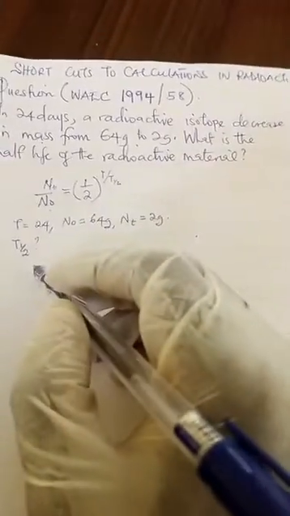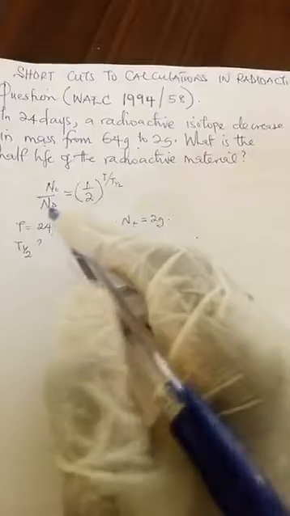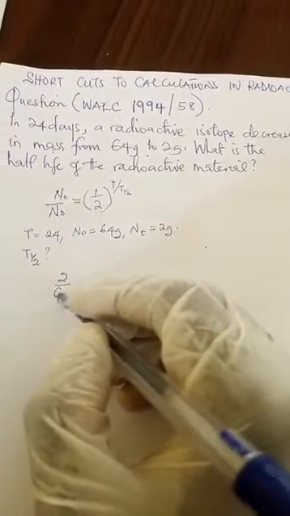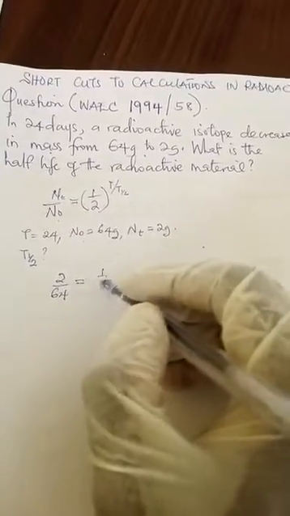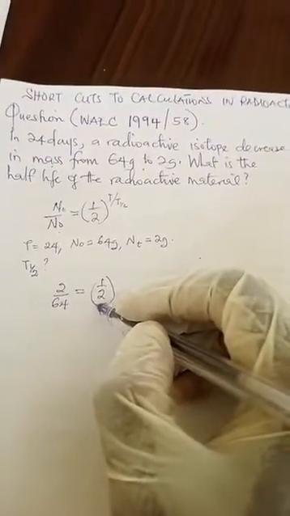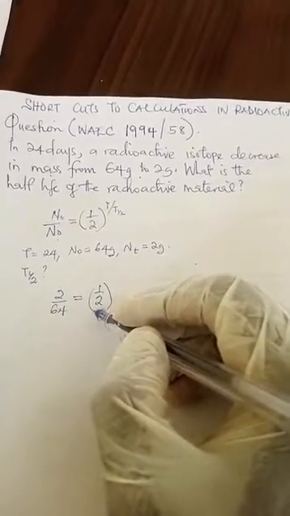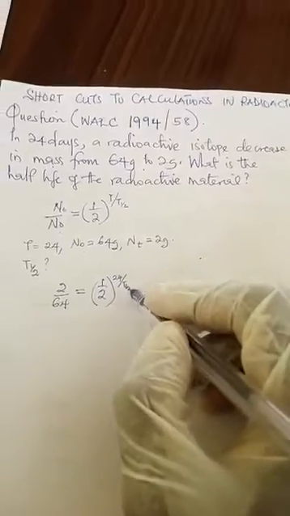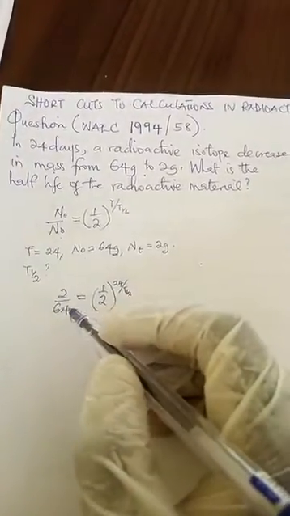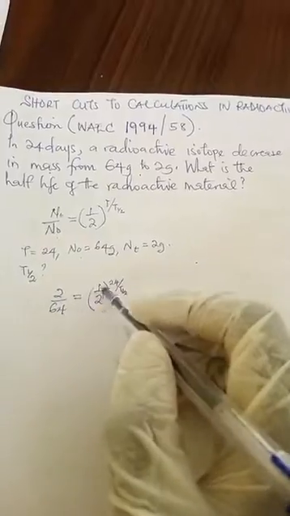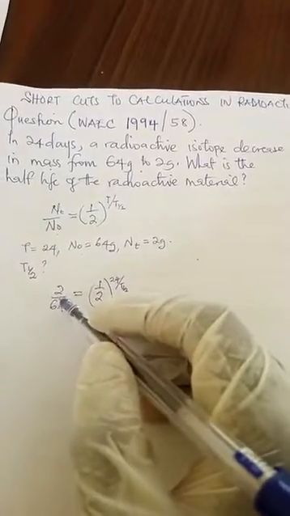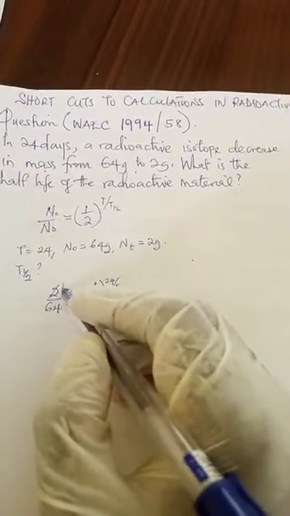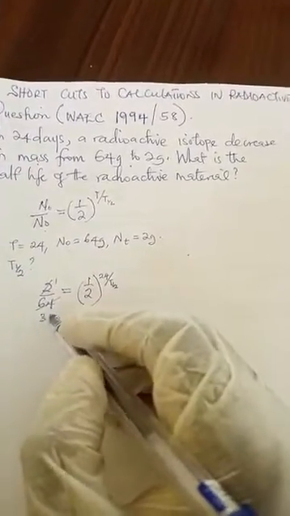So we are going to apply the law, since N over N naught is on the left. So we have 2 all over 64 equals half in brackets, and our T in this context is going to be 24 divided by the half-life we are looking for. Then we find a way of reducing 2 over 64 to look like 1 over 2. So we are reducing 64 to base 2. If we use 2 to cancel this out, 2 will go here 1, and 2 here is 32 times.